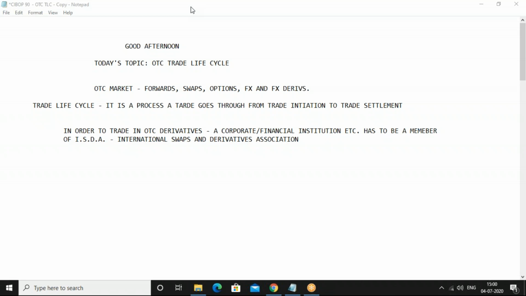Yeah, it means a group of people. Okay, so one thing that I want to clarify with ISDA is that it is not a regulator. Okay, it's not a regulator.